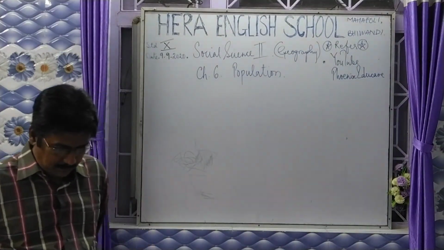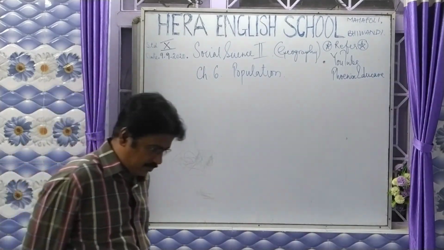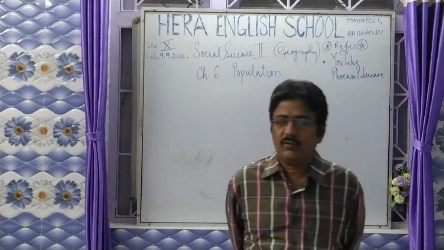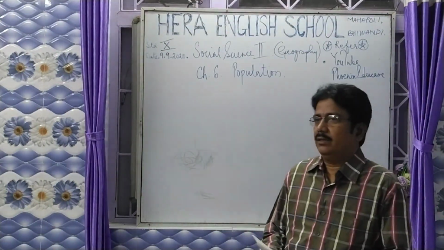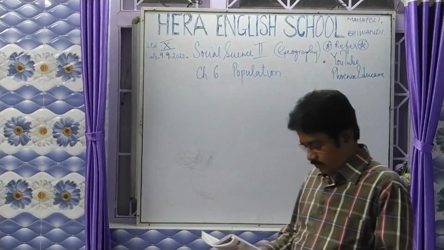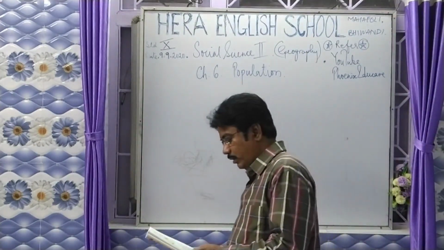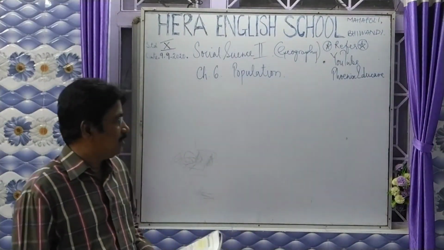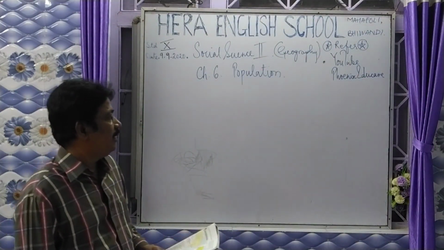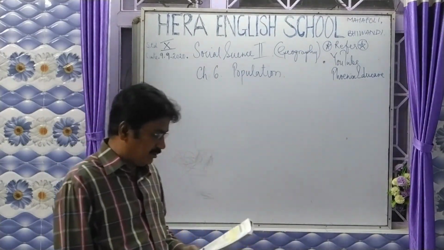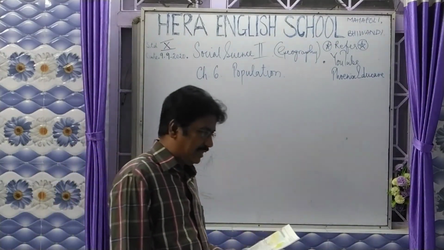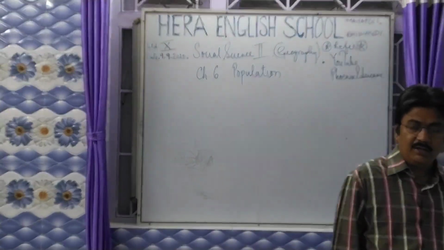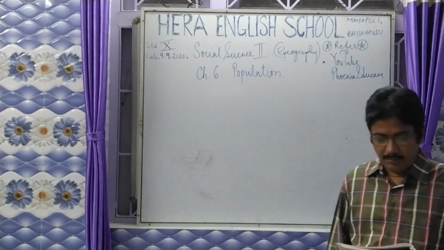Welcome back to the next part of the same chapter 6, Population, Social Science 2, Geography. We had done India in the previous lecture, page number 38, and now page number 39 of your textbook. We shall be moving to the Western Hemisphere and the Southern Hemisphere, where Brazil lies in the continent of South America. Page number 39, figure 6.2a and b.